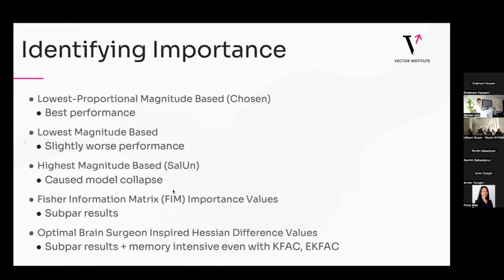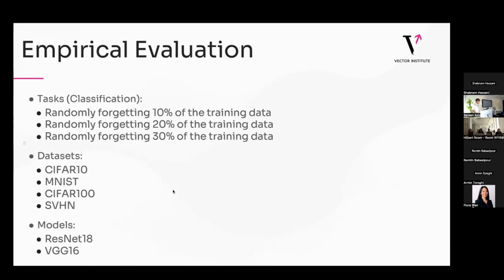Throughout the summer, I explored multiple methods of identifying salient weights. What I described earlier was lowest proportional magnitude based. I also explored using lowest magnitude based without the division, which had slightly worse performance. Highest magnitude based, which exists in prior work but caused model collapse. I used some second order methods such as the Fisher information matrix, which worked in some cases but didn't work as well, and also used a Hessian approximation inspired by the optimal brain surgeon constraint problem, which was memory intensive and also offered subpar results.